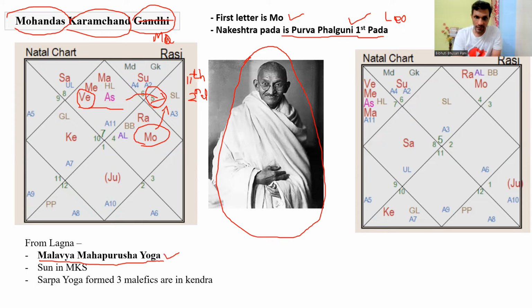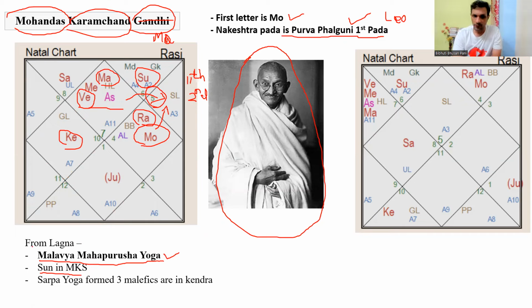Okay, from Lagna you will find the Sun in its Maranakaraka Sthana. So this is the second thing. And the third thing is that from Lagna, Mahatma Gandhi has Sarpa Yoga, because in the Kendra houses, Mars, Ketu and Rahu are present. If three malefics are present in the Kendra houses, it creates a Sarpa Yoga. So from Lagna, these are the yogas and various things that have been formed.